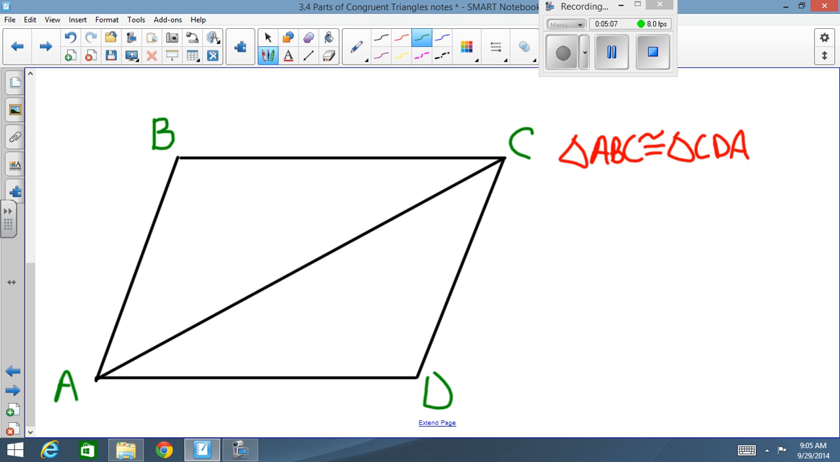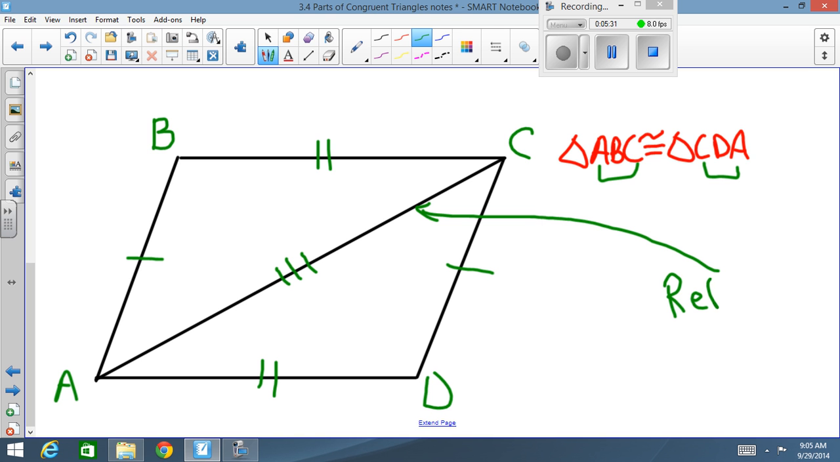Okay. Let's talk sides. AB is congruent to CD. BC is congruent to DA. And then AC is congruent to CA. Well, that's just saying that this side is congruent to itself. And I'm going to go ahead and throw this out here for future reference as well. This is called the reflexive property. That means anytime you have a side or an angle that is congruent to itself, that's called the reflexive property.